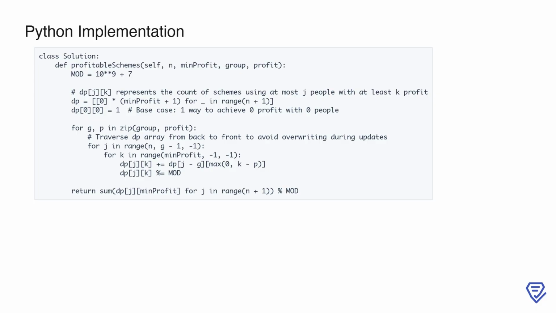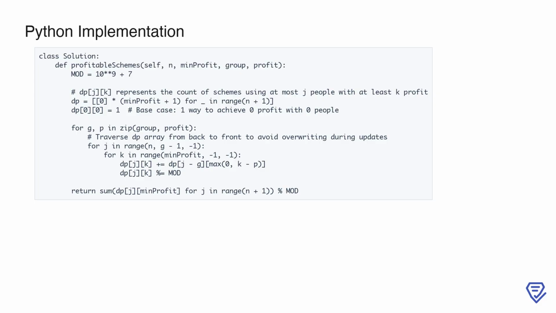For each valid combination of people and profit, we update dp[j][k] by adding the value from dp[j-g][max(0, k-p)]. The max(0, k-p) ensures that we do not go below zero profit, as negative profits are not valid. Finally, after processing all crimes, the result is the sum of all dp[j][min profit] values for j ranging from 0 to n, modulo 10^9 plus 7 to handle large numbers. This approach ensures that all constraints are satisfied, and the use of a modular arithmetic operator prevents overflow.